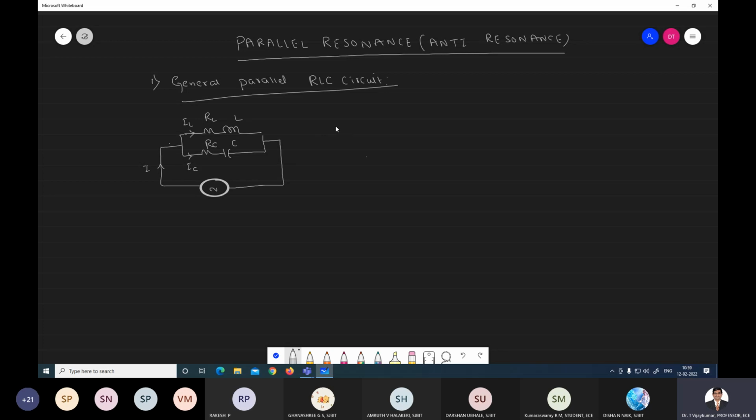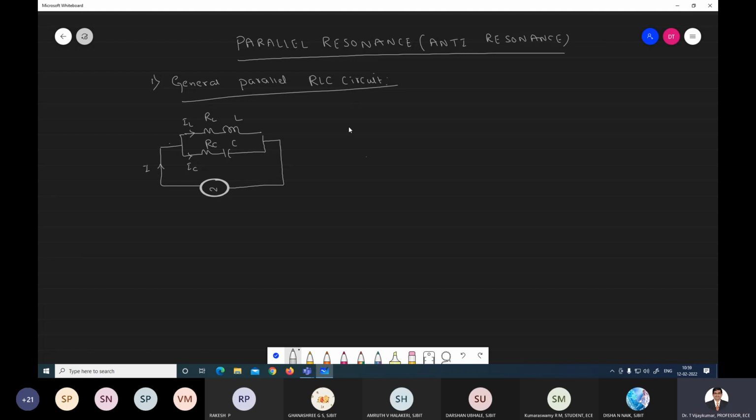Here RL and RC are respectively the ohmic resistance of the inductance, and the leakage plus dielectric loss resistance of the capacitance. That means RL is the ohmic resistance of the inductance, and RC is the leakage plus dielectric loss resistance of the capacitor. But these resistances are generally small.